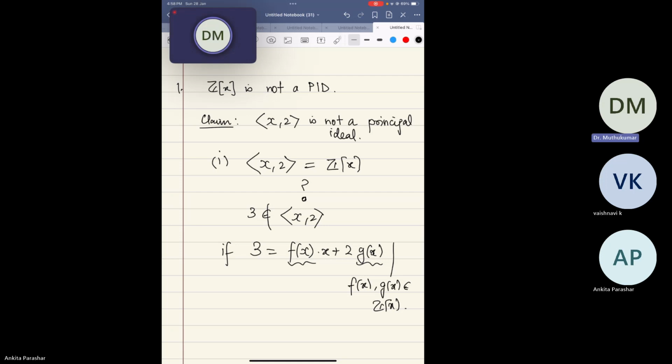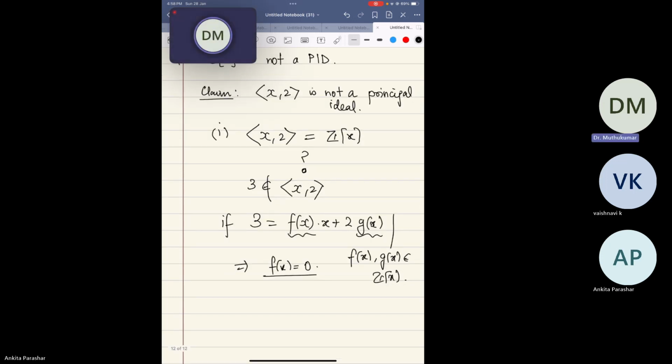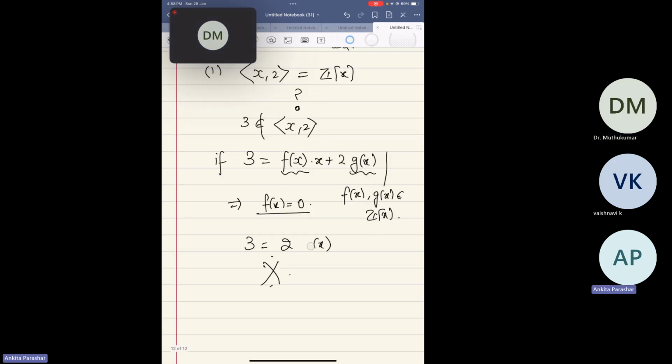So x times f(x) must be 0. Yes, x times f(x) must be 0. Okay, so 3 equals 2 times g(x). Why? Because it's a polynomial over Z. If you have any polynomial, then the coefficients are from Z. The only possibility is 2a_0 = 3, where a_0 is from Z. That is not possible.